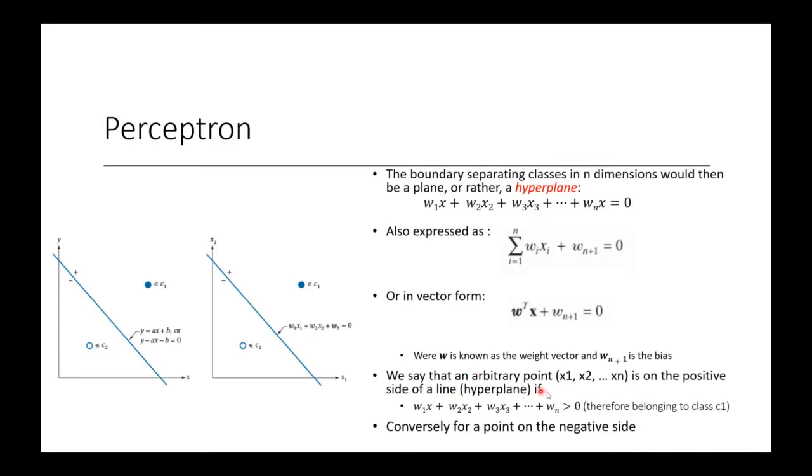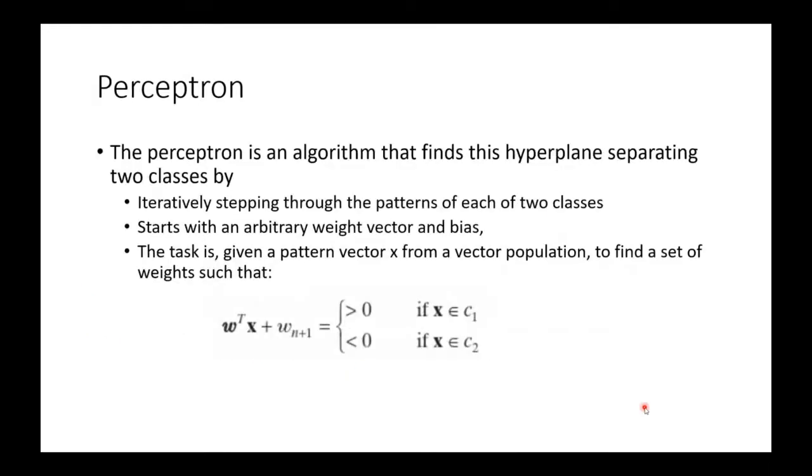So we say that an arbitrary point is on the positive side of the hyperplane if substituting the coordinates of this point in this equation gives a result greater than 0. Therefore, if I put a point here and the result of this equation is greater than 0, we say that the point belongs to the class C1. If it's less than 0, the point belongs to the class C2. So that's all there is to understand from a perceptron.